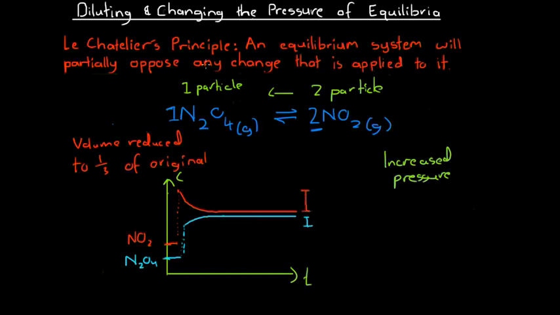So that's how we analyze the change in pressure or the dilution of a system at equilibrium. Basically, the system adapts and either increases or decreases the number of particles. However, if the forward reaction and the back reaction both produce the same number of particles, for example, if this was in fact 2 particles on the reactant side of the equation and 2 particles on the product side, then diluting or changing the pressure of the system would have no effect on the equilibrium. There would be no net reaction.